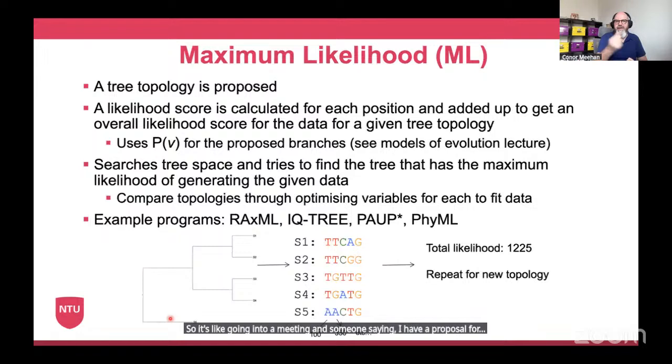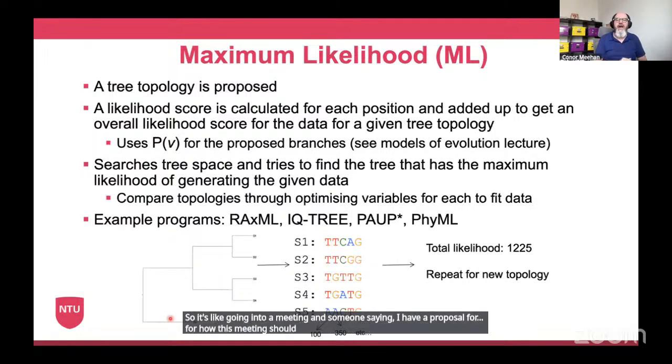So it's like going into a meeting and someone saying, I have a proposal for how this meeting should run. And then everyone votes and says, I agree with that proposal. And if nobody agrees, they may go away, come up with a new proposal, and come back to you. So that's kind of how maximum likelihood is working.